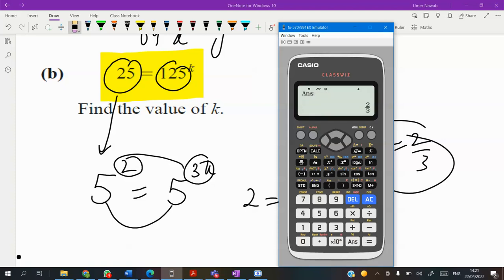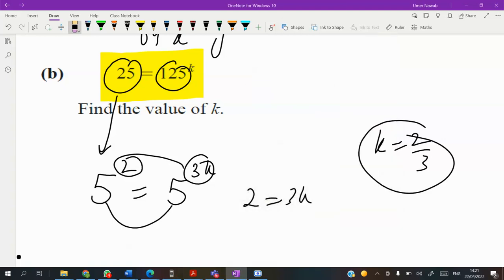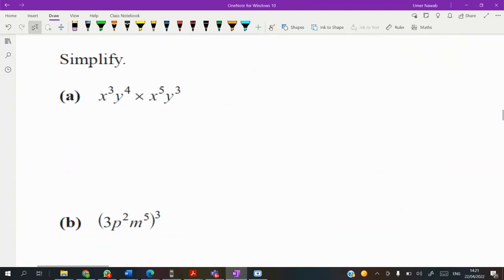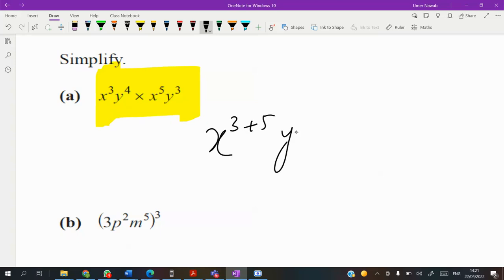You see the equation solver is also helping you to solve any type of equation. Here you can see that everything is multiplying, so we add their powers. So 3 plus 5, and y is 4 plus 3, so x power 8 and y power 7.